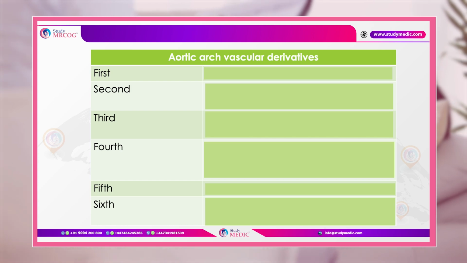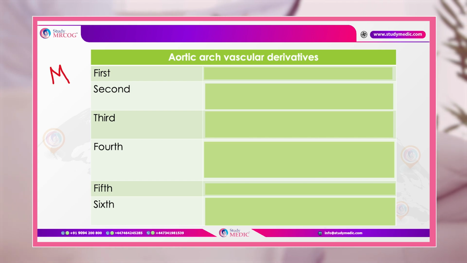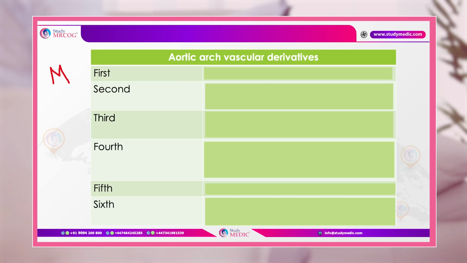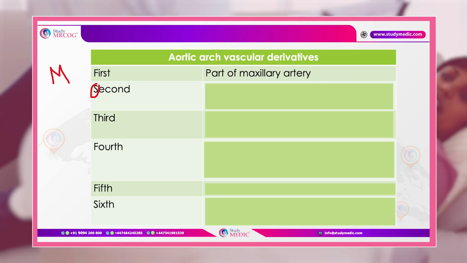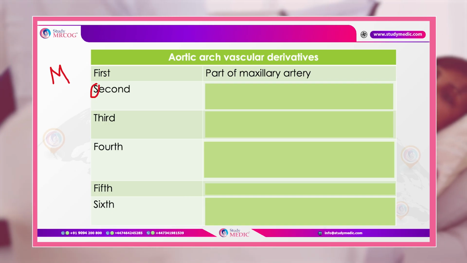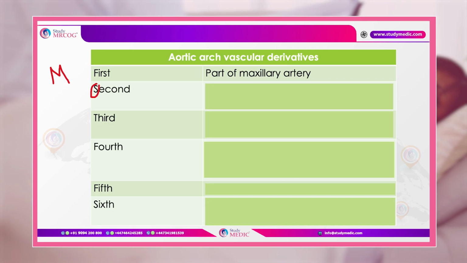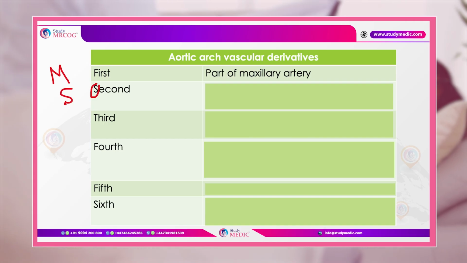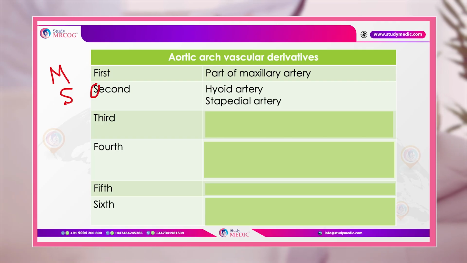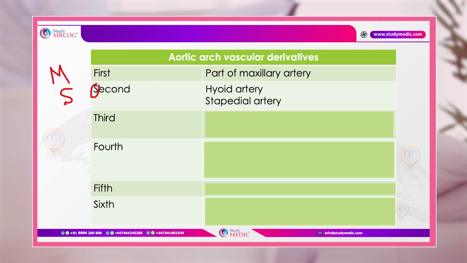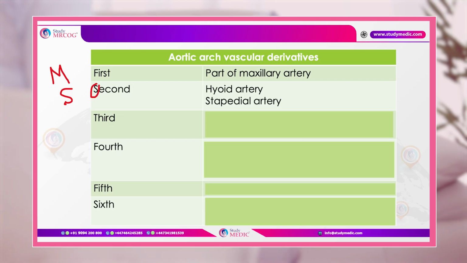First is M, me, my. The first arch gives part of the maxillary artery. Now second is S, alphabet S. So we have the stapedial artery, and also, like I told you, the second pharyngeal arch is called the hyoid arch, so it will give rise to your hyoid artery.